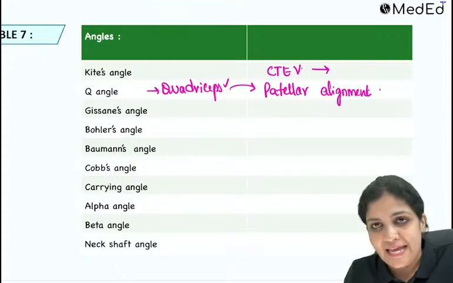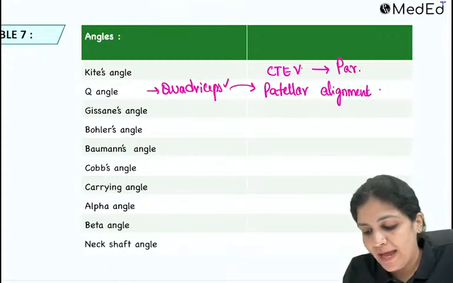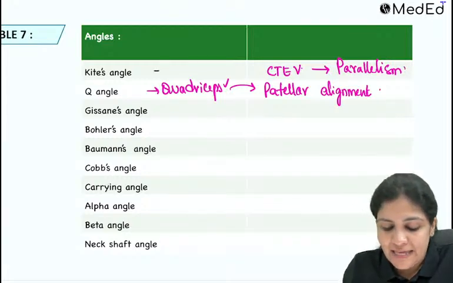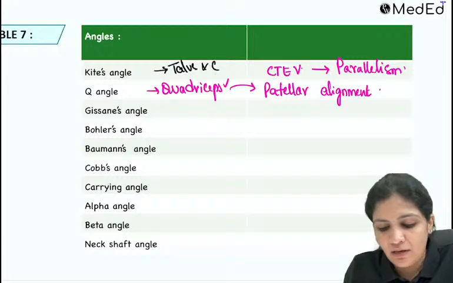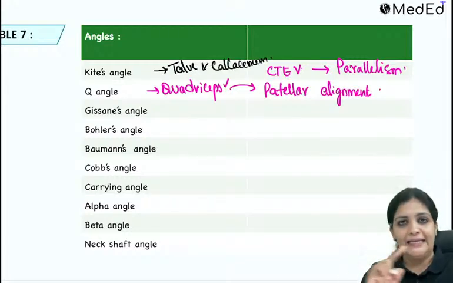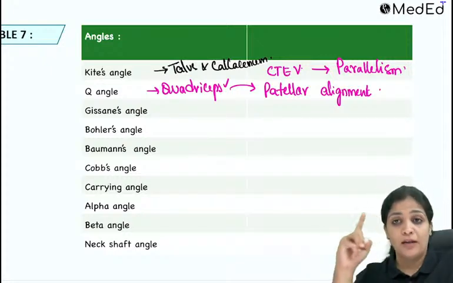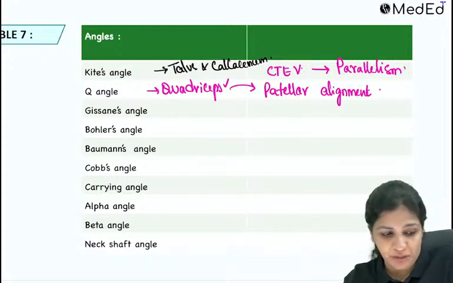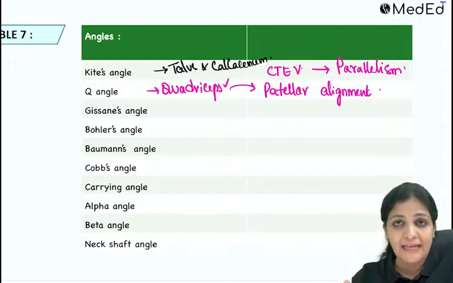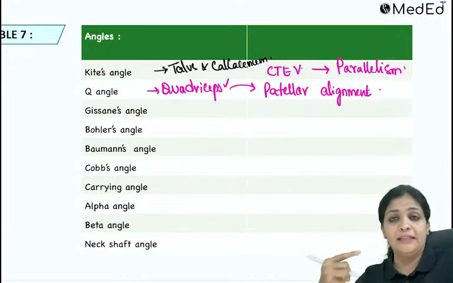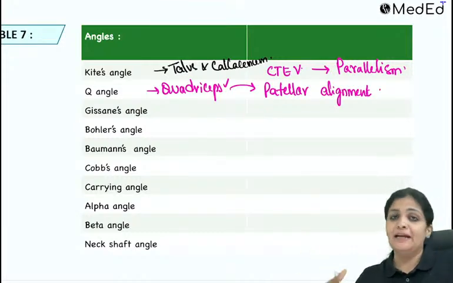Hibbs angle is for CTEV. Here the angle becomes 0, which is called parallelism, and this angle is between your talus and your calcaneum. The angle between talus and calcaneum becomes 0 degrees. This is called parallelism, which is seen in CTEV. Q angle is the quadriceps angle, which is useful for knowing the patellar alignment or patellar dislocation.